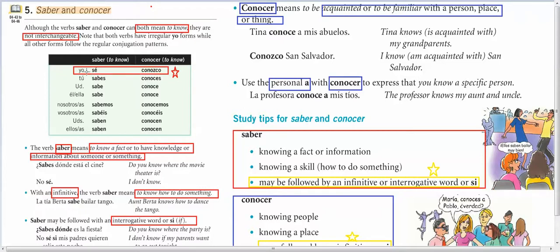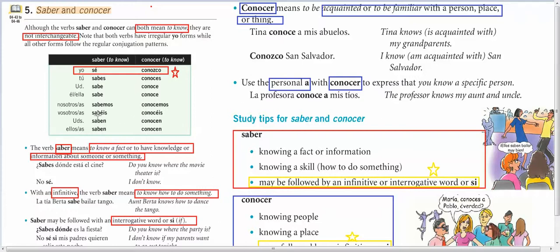The yo form of saber changes to sé, and the yo form of conocer, you have to add a Z between the C and the O before you add the O ending. So anyway, I'll go through and repeat them. Saber, sé, sabes, sabe, sabemos, sabéis, saben. Conocer, conozco, conoces, conoce, conocemos, conocéis, conocen.